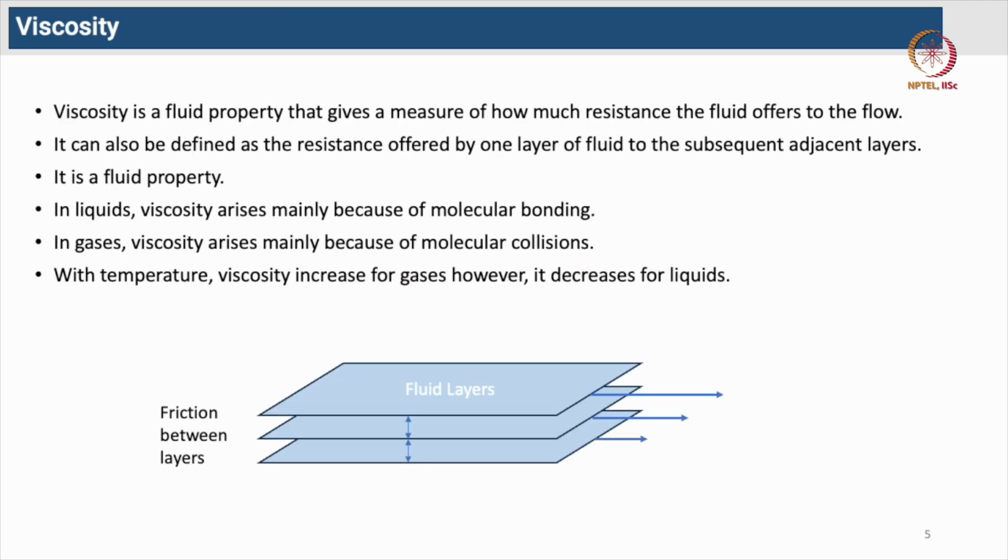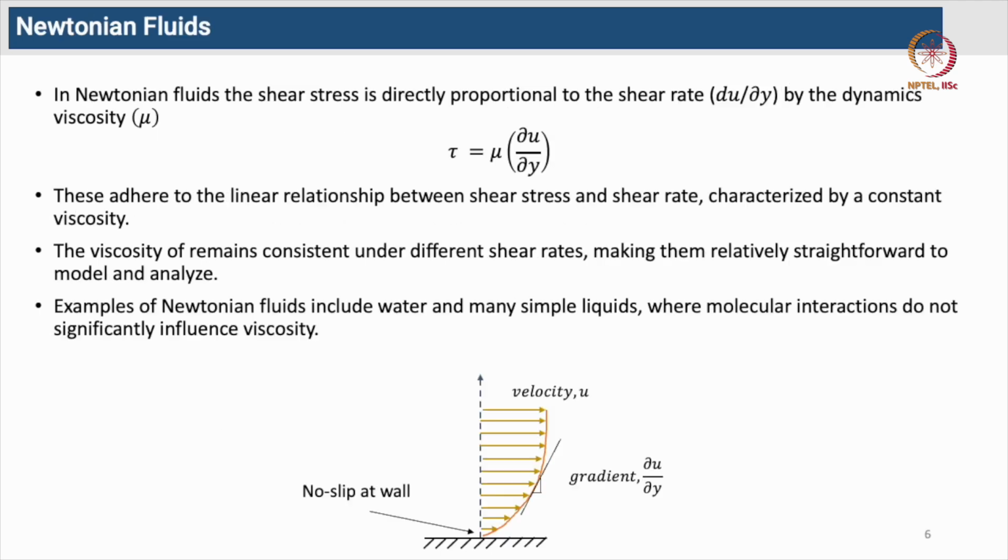Then the definition of viscosity: it is a property that gives a measure of how much resistance the fluid offers to flow. It is also defined as the resistance offered by one layer of fluid to the subsequent adjacent layers. With temperature, viscosity increases for gases, but it decreases for liquids.